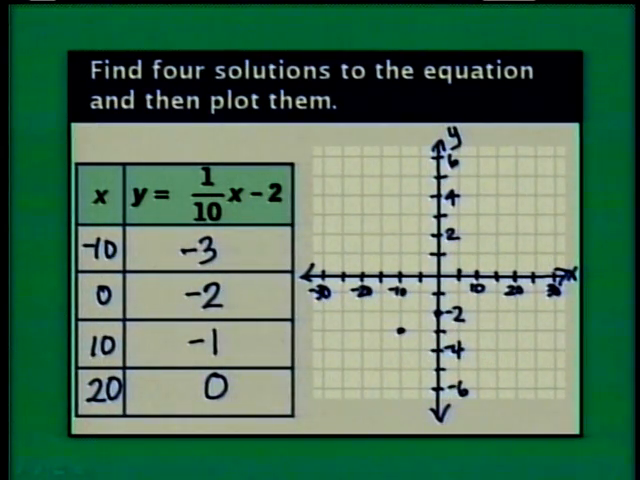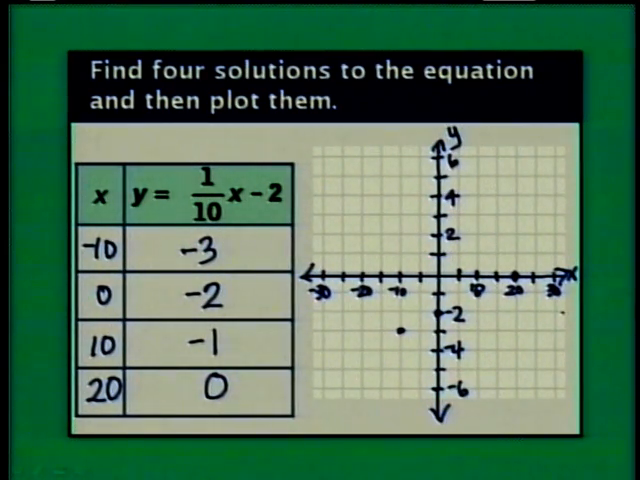My next point is 10, -1. My x-coordinate is 10, so I start at 10 on the x-axis and move down 1 unit to the point 10, -1. My last point is 20, 0. My x-coordinate is 20. My y-coordinate is 0. So I start at 20 on the x-axis, and that's where I stay. I don't need to move up or down. So I have a point 20, 0 right on the x-axis. This is my x-intercept.